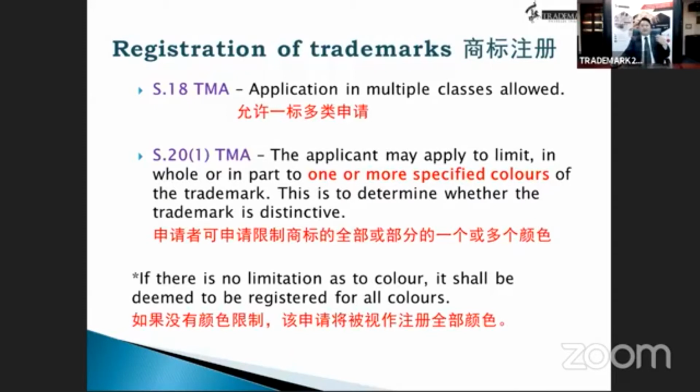However, is there any limit if I file in black and white, and can I use different colors later on? Yes, you may do it, because there's no limitation to color if you do not limit it to any colors, all right?